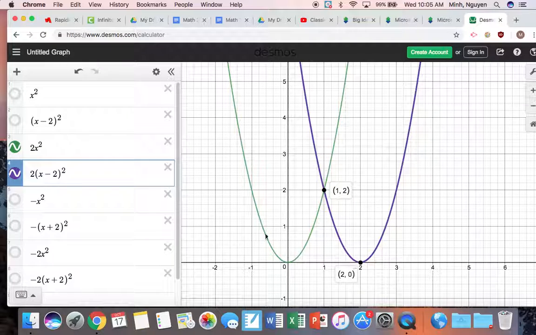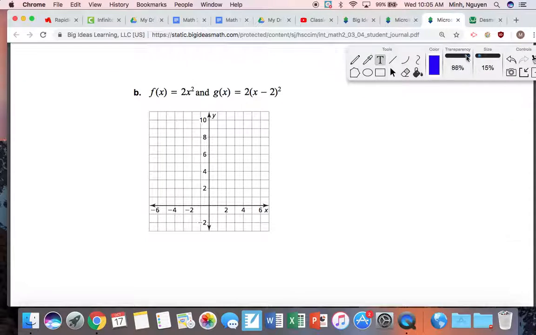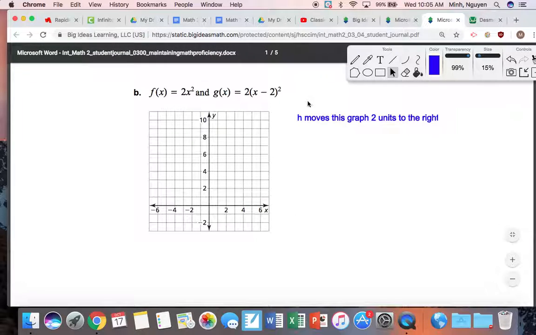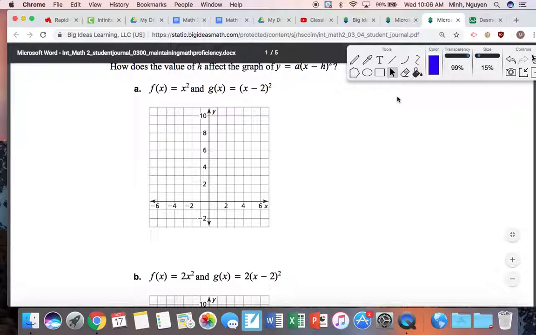In which direction did it move? It moved 2 to the right. So in this one, it also moved. This h moves this graph 2 units to the right. So now we should be thinking, oh, okay, like a minus 2 will move the graph to the right.